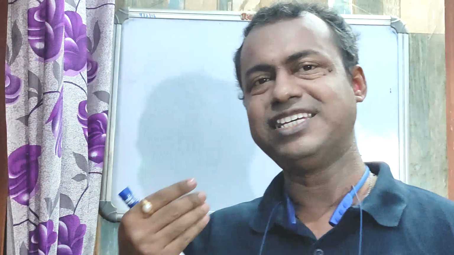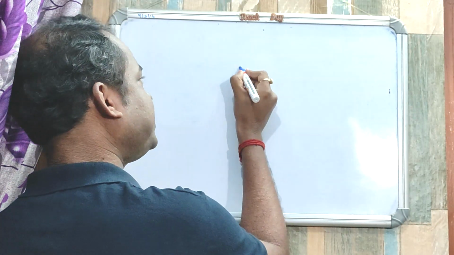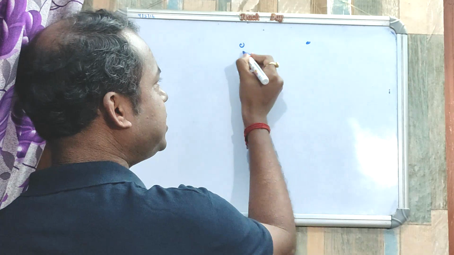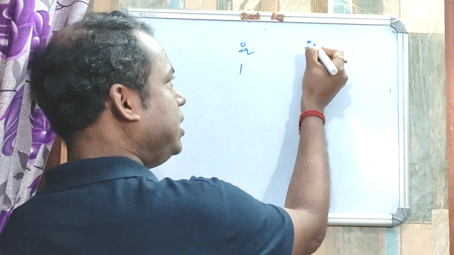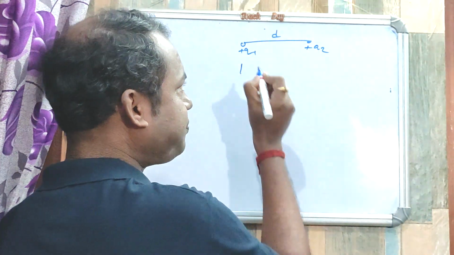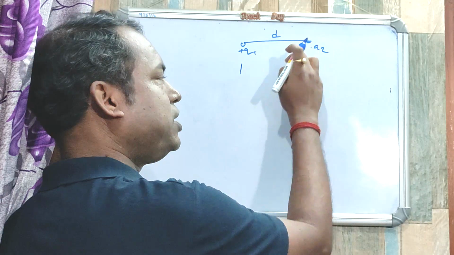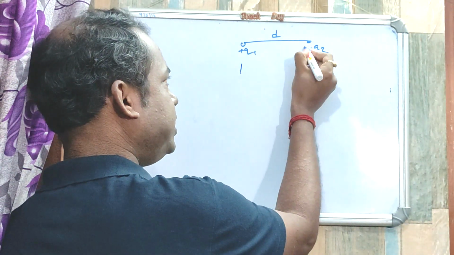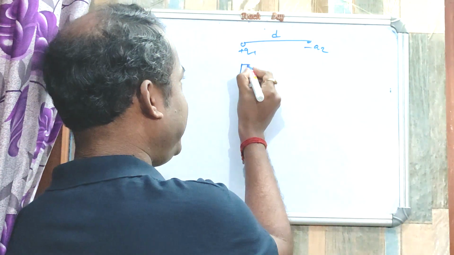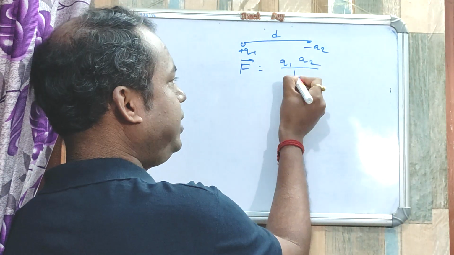Before that, we recapitulate the Coulomb's law part, then we move to our video. First, Coulomb's law. Here we have two charged bodies, Q1 and Q2, separated by some distance D. If this one is positive and this one is also positive, the force between them is obviously repulsive. If one is positive and the other negative, it is attractive in nature. So what is the force? F equals Q1 Q2 by D square.